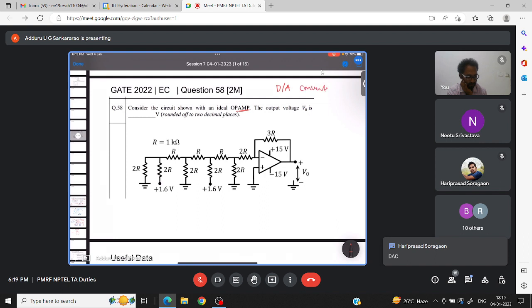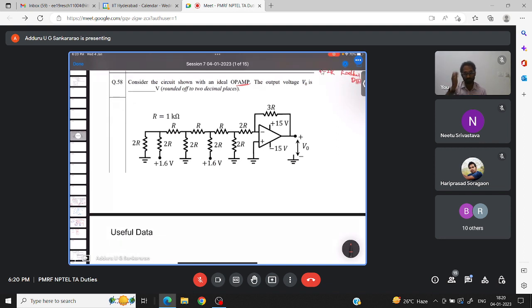And that too, which circuit is this? There are many DACs: flash converter, R to R ladder converter, and something else. What is this? This is R to R ladder DAC, right? If you see this, this is R to R ladder digital to analog converter.